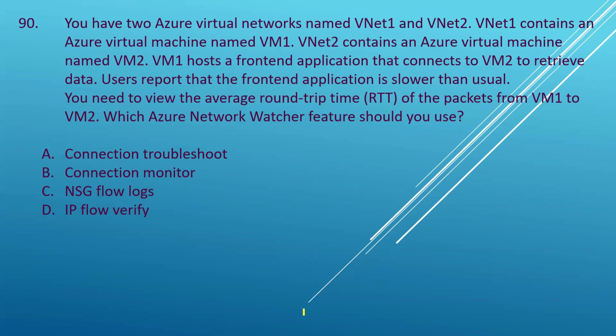To view the average round trip time, RTT, of packets from VM1 to VM2 in Azure, you should use the connection monitor feature of Azure Network Watcher. Connection monitor allows you to monitor the connectivity between two virtual machines and provides information about latency, packet loss, and other network metrics, which will help you diagnose network performance issues like the reported slow front-end application.